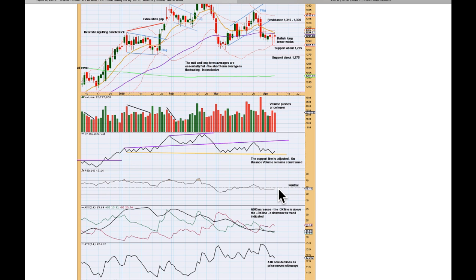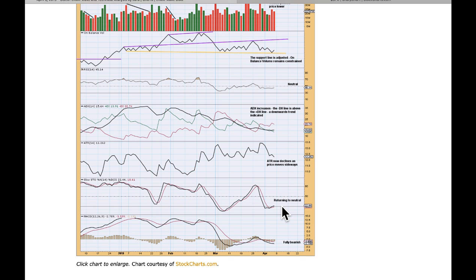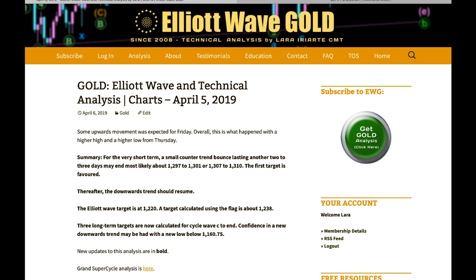RSI is neutral, room for price to rise or fall. We've been over ADX and ATR. Stochastics returning to neutral now, and MACD full bore bearish. Overall, that classic analysis does support the Elliott wave count.